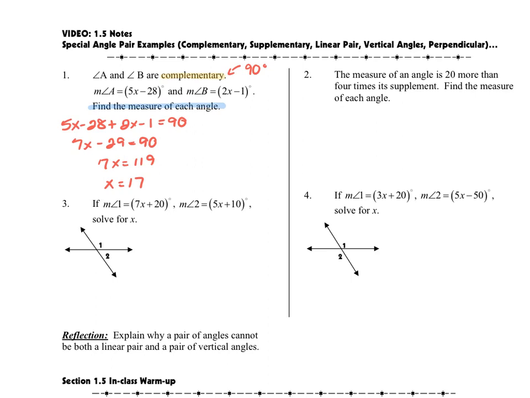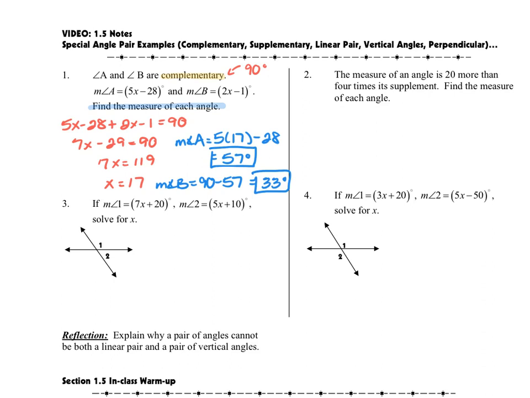So we're going to take that 17 and substitute it back into either angle. It doesn't matter whether we start with A or B. I'll go with A just because it's alphabetical. So if I'm looking for the measure of angle A, I'm going to have my 5 times my 17 minus my 28 gives me 57 degrees. Now, if I want, I could simply take that 17 and substitute it into angle B, but I could also, for angle B, just do 90 minus 57, because I know they are supposed to be complementary. And I'll get 33 degrees for that one.